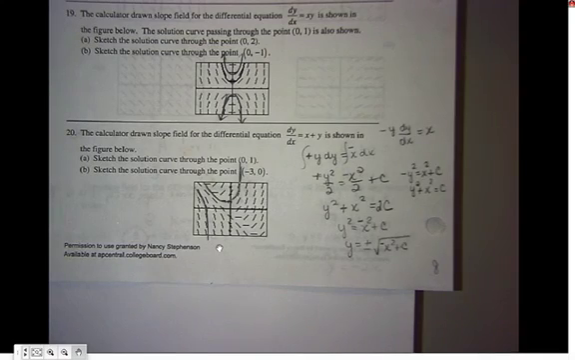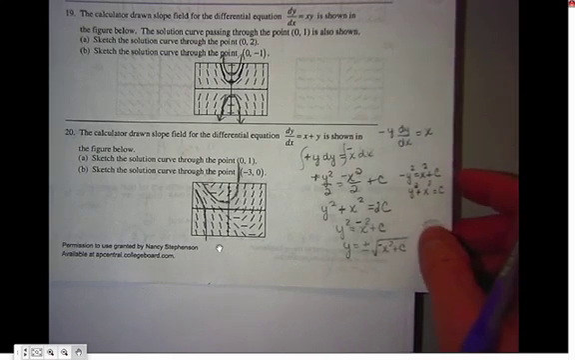The tough part of it, I know for me, is that I want to know exactly, and you have to follow the slopes and do the best you can to approximate what that graph is going to look like. Okay, the next one was 21.